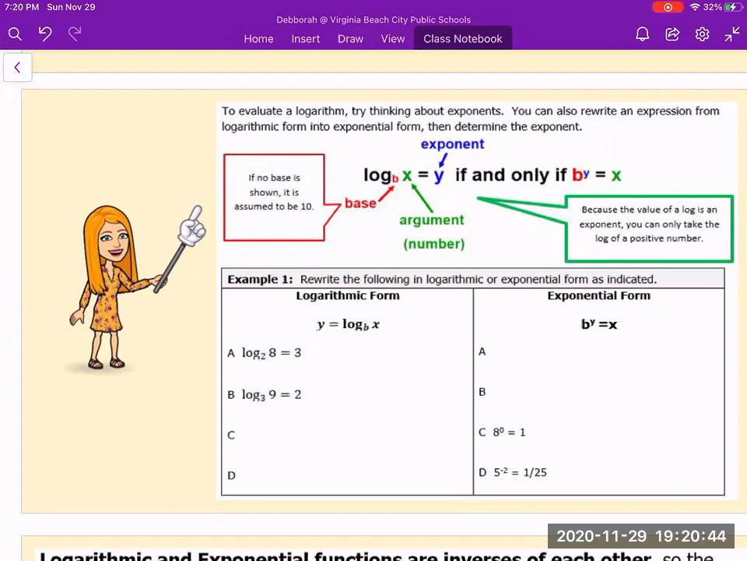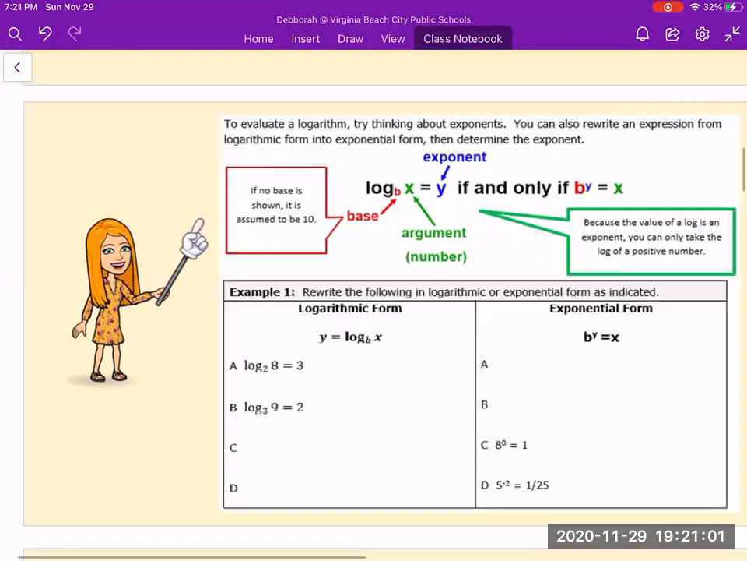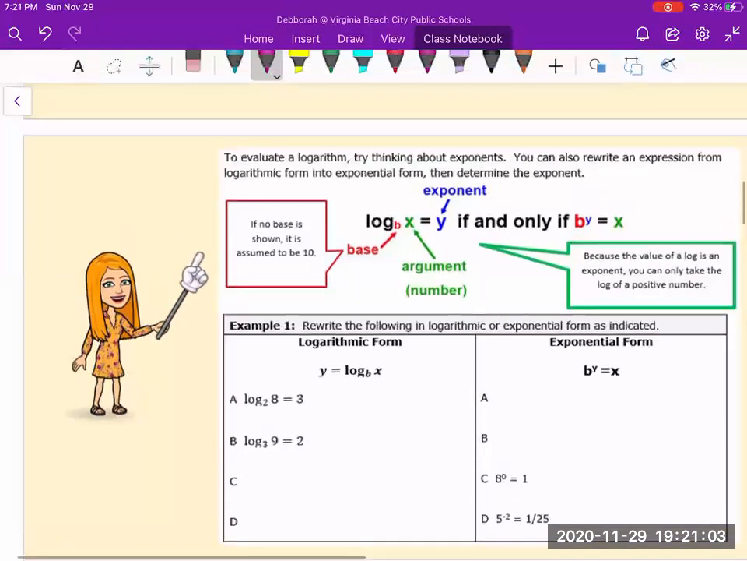So let's look at a couple of examples where it might be helpful to write a log form into exponential form or vice versa. In example A, we're given log base 2 of 8 equals 3. To rewrite that in exponential form, we would say 2 to the third equals 8. And log base 3 of 9 equals 2, hence 3 squared equals 9.